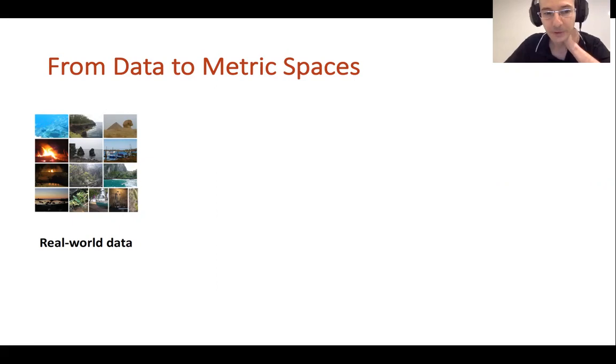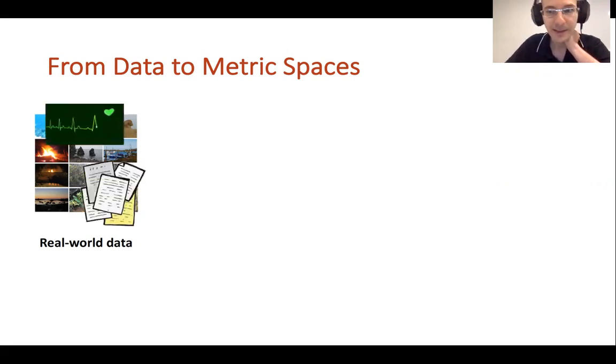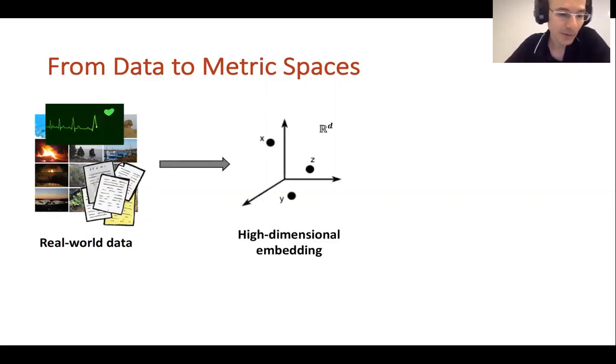We start with a bunch of real-world objects, and they can be images or text documents or time series data or anything at all. And the first thing that we do, almost without exception, is first to embed them into a high-dimensional space. So we take every object, suppose it's an image, we represent it by a long list of numbers that we call the feature vector, and we treat this vector as a point in R^D. And this is a classic approach.